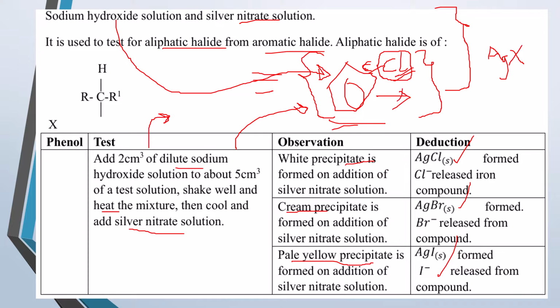And then aliphatic halides, or linear chain hydrocarbons of alkyl halides, are going to give observable changes. And you have said that observable changes are going to depend on the halogen attached. If it's chlorine, you're going to see a white precipitate. If it's bromine, you're going to see a cream precipitate. And if it's iodine, you're going to see a pale yellow precipitate.